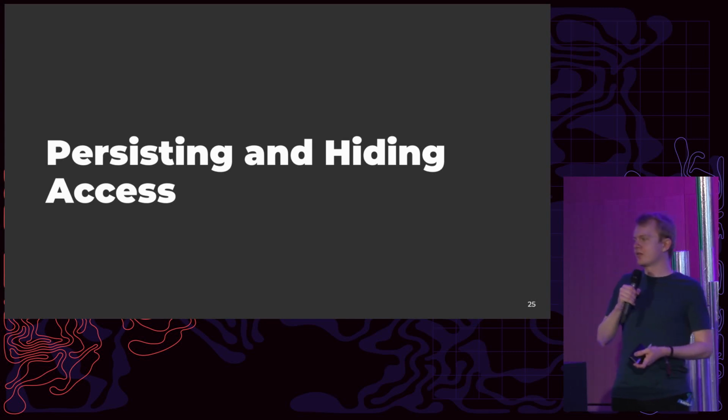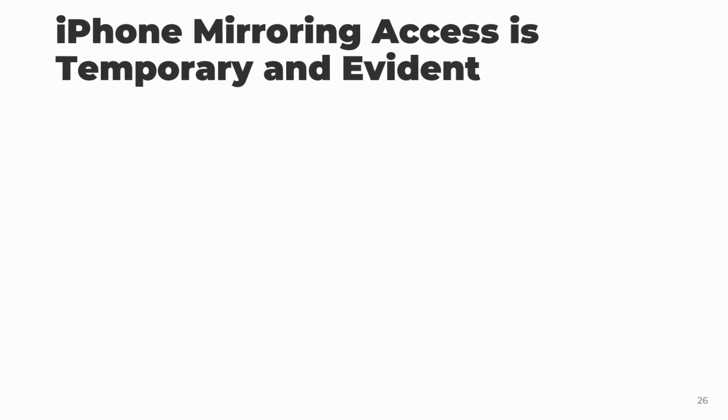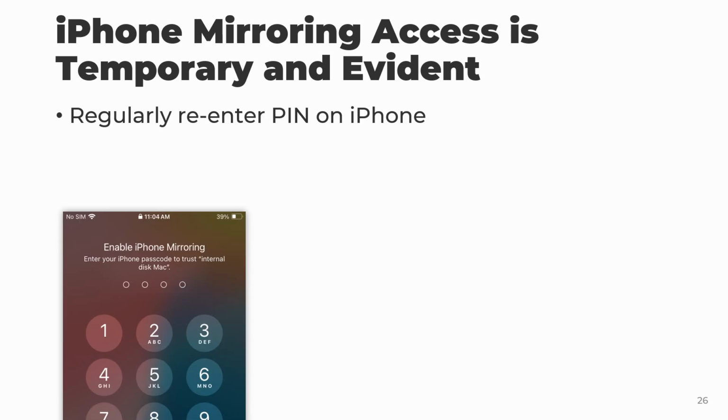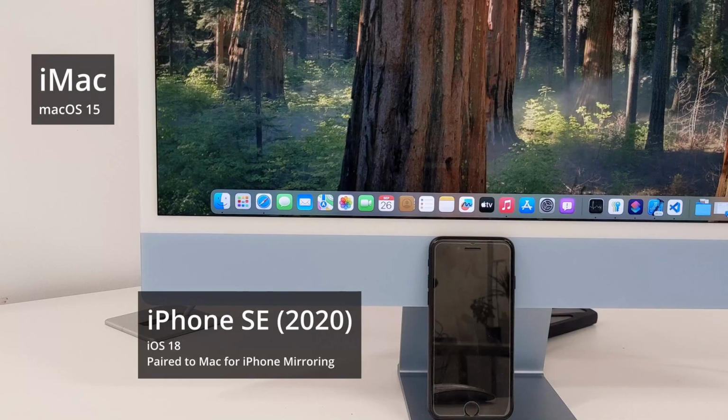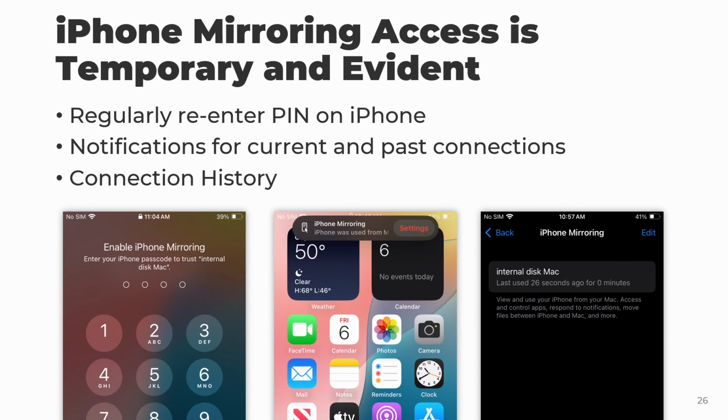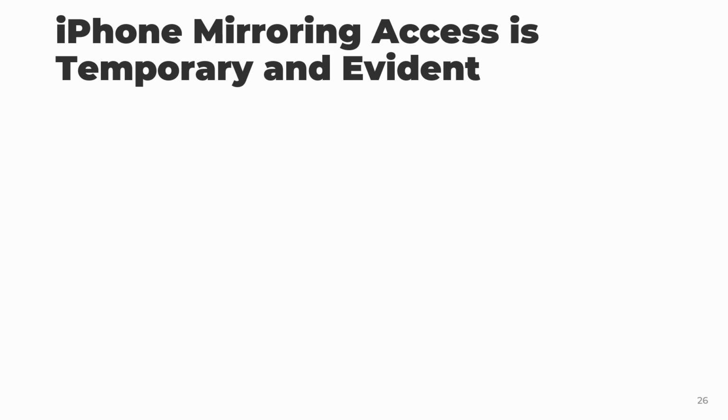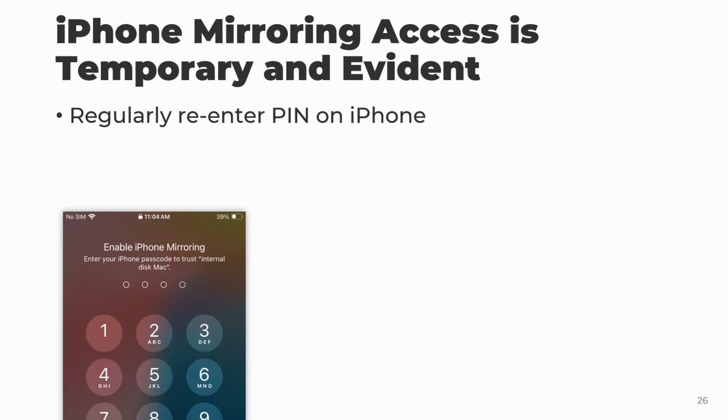Okay, another topic I want to look at is persisting and hiding access. What do I mean by that? iPhone mirroring access is temporary and evident, which I've hopefully already shown you. Just to recap in a few screenshots. Basically, you need to re-enter your PIN on the iPhone every few days, maybe.